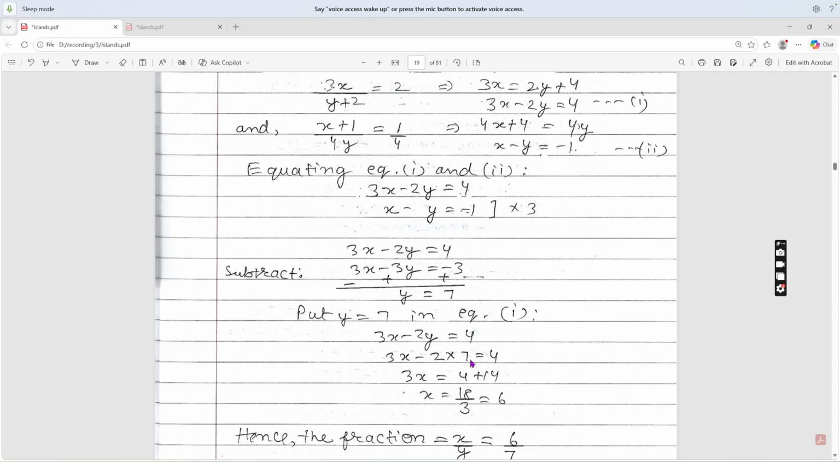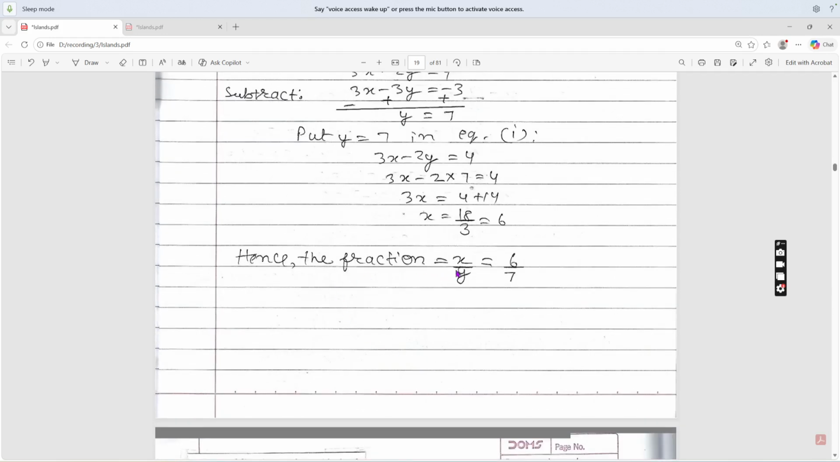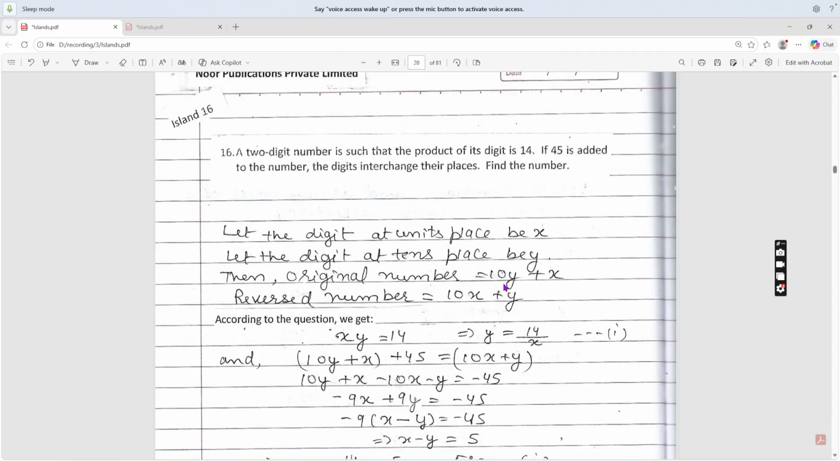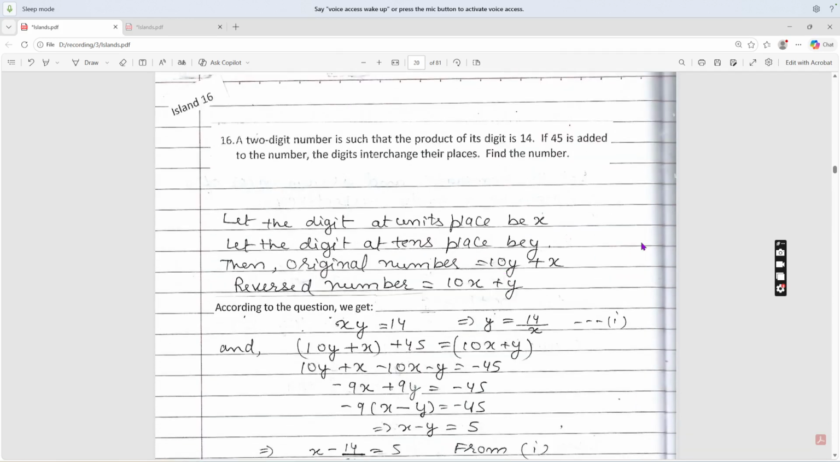So 3x minus 2 into 7 is equal to 4, because y is equal to 7. So 3x minus 14 is equal to 4, or we can write 3x is equal to 4 plus 14, that is 18, and x would be equal to 18 upon 3, that is 6. Hence the fraction is x upon y, that is 6 upon 7. Why? Because x is 6 and y is 7. Simple. Okay. Now here again comes the same question.